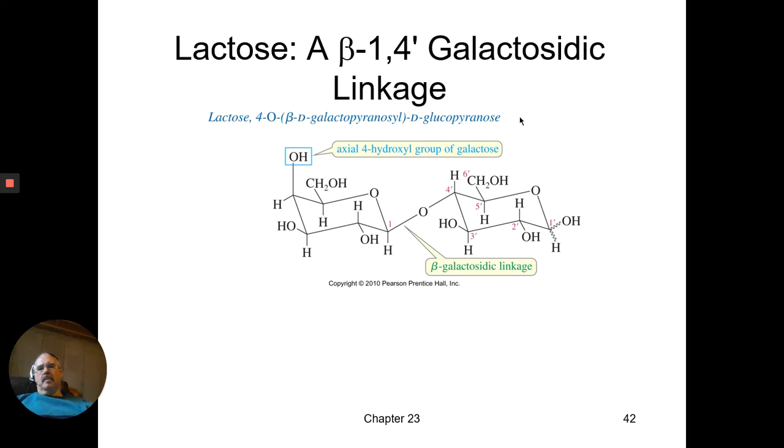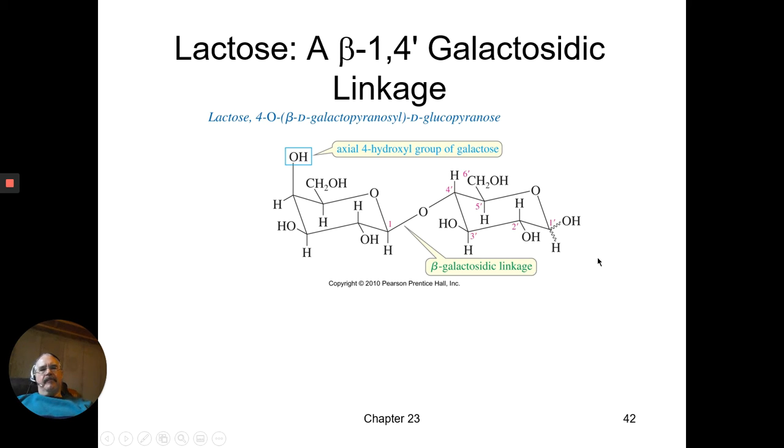Right, this is lactose, or milk sugar. The difference here between lactose and cellobiose is that this is galactose rather than glucose on the left. Lactose is the major carbohydrate in milk, and the difference between galactose and glucose is that at the C4 position, the OH is axial in galactose rather than equatorial. Okay, so we form a beta galactosidic linkage.